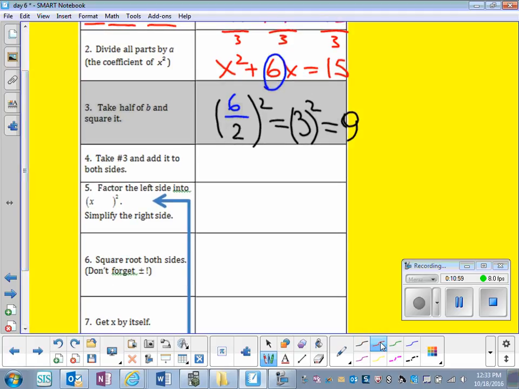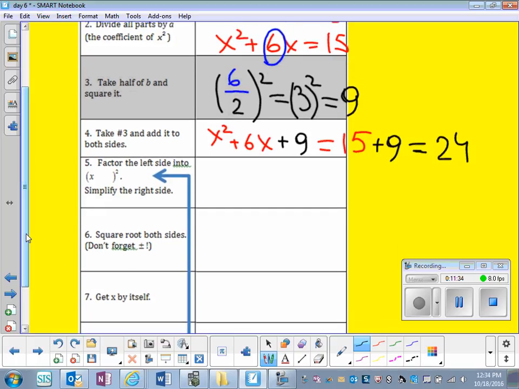So I rewrite my equation x squared plus 6x, and now I need to take that plus 9 equals 15 and plus 9 again. Right? So I'm adding my 9 to both sides of the equation so that I don't change it. Now I need to factor the trinomial that I have here. Let's simplify. 15 plus 9 is what? 24. So now I need to factor this trinomial. I just take that half of b, which is 3, and say x plus 3 squared.